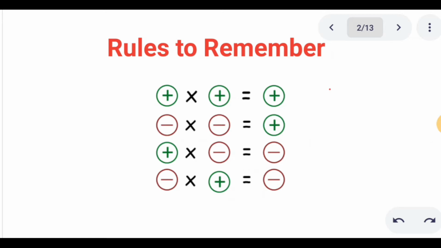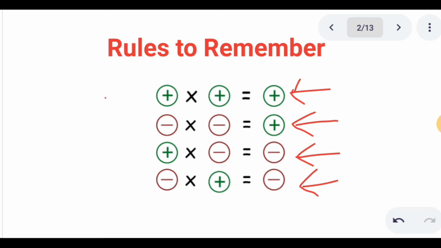Now these are the main rules that we must remember while solving the questions. The first thing is that whenever we multiply a plus sign with another plus sign, the answer is a plus sign. So plus into plus is always plus. Similarly, negative into negative is also plus. So minus minus is equal to plus. Plus into minus is equal to minus, and minus into plus is equal to minus.